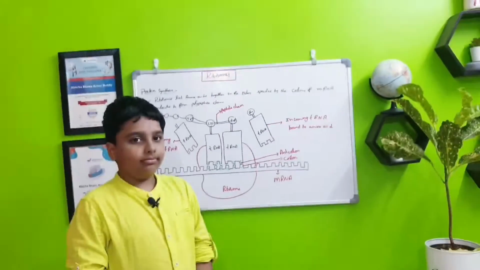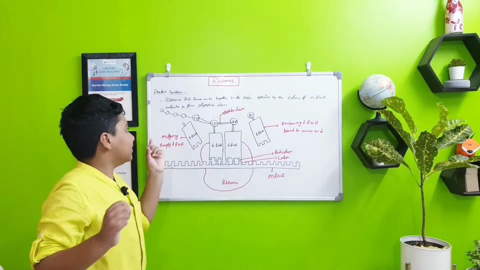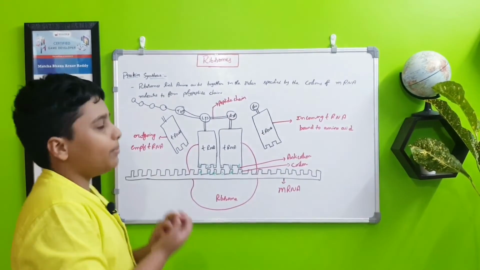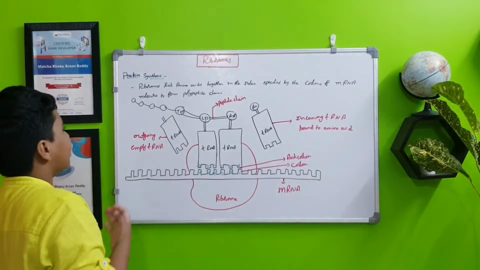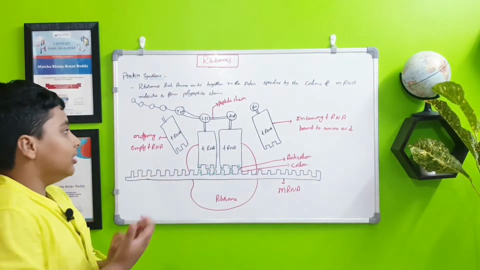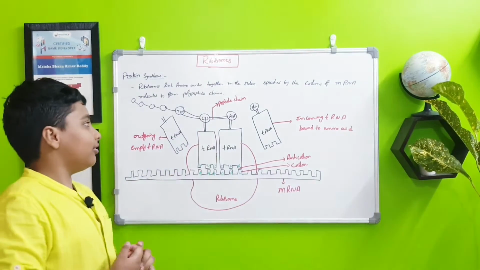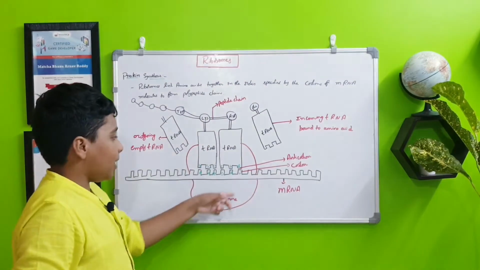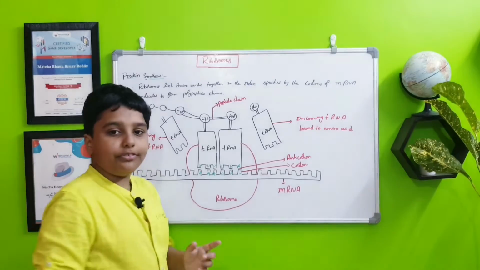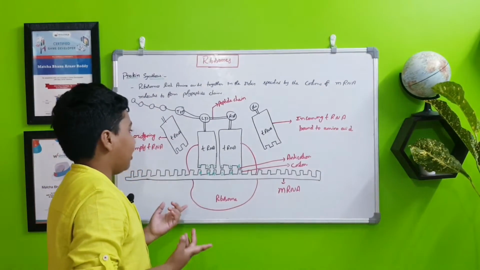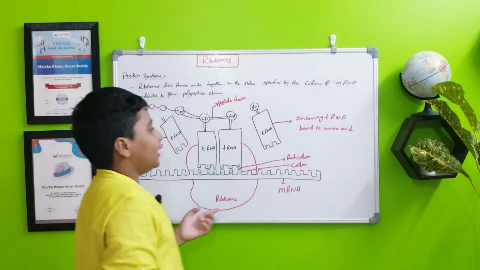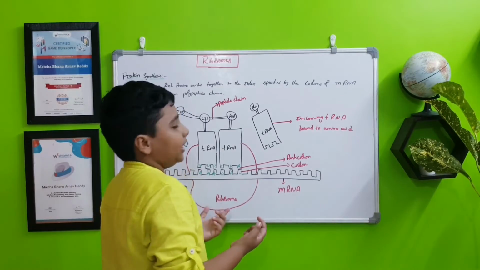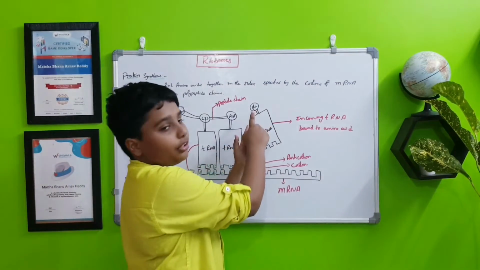Now I will explain protein synthesis. Ribosomes link amino acids together in the order specified by the codons of the mRNA molecules to form polypeptide chains. So these are the polypeptide chains. They are also called peptide chains. So this is the ribosome. This is the mRNA which is read by the ribosome, and this will now connect to the tRNAs. So here is an incoming tRNA which will get bound to the mRNA. It already has an amino acid on top of it.